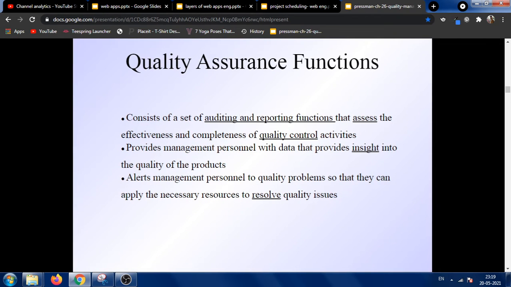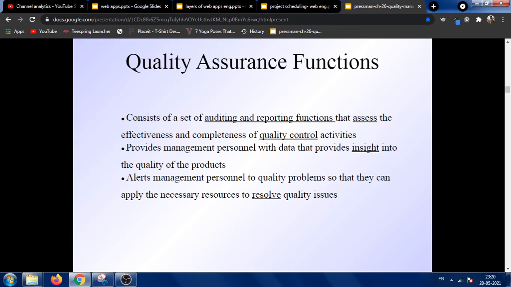Let us see what the quality assurance functions are. It consists of a set of auditing and reporting functions that assess the effectiveness and the completeness of the quality control activity. So these are all the assurance functions that assure the quality of the particular product. The auditing, what is the auditing? It is the accounting process. How far we have done, what has been implemented, are we going as per the standard. So this set of auditing and reporting functions will help to assure the quality of the particular process.